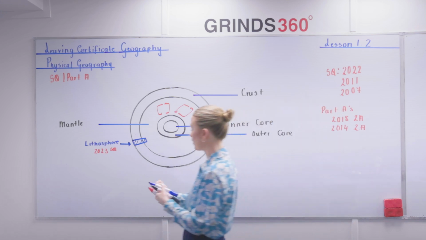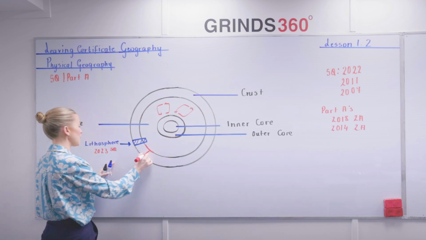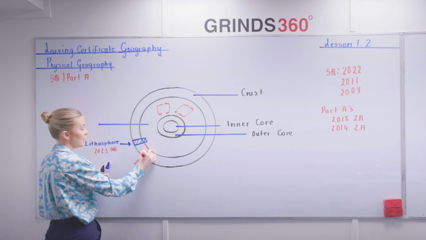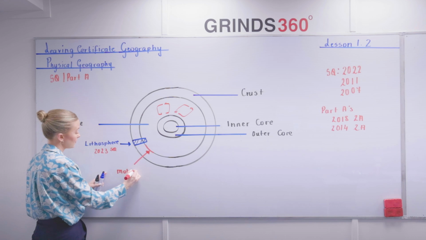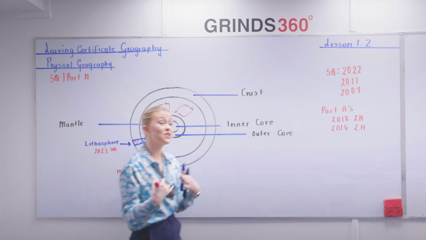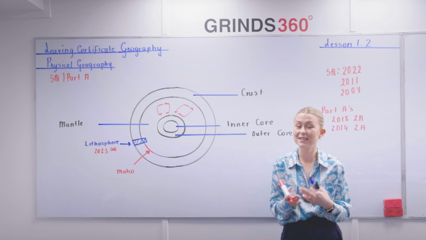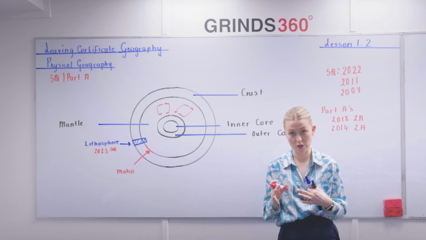So just going a little bit further and back here, this boundary here between my crust and the upper mantle is referred to as my MOHO. So it's not a layer, the MOHO is actually a boundary. Now, MOHO discontinuity is the best thing for you to say, but this did appear a couple of times. It's actually appeared a number of times in part A's and also in short questions.